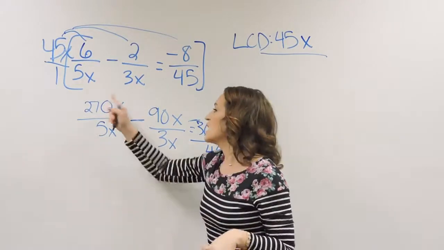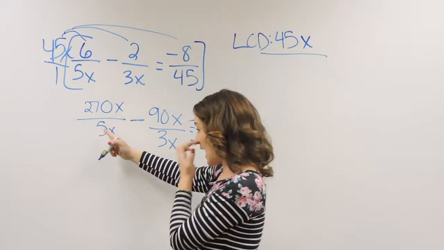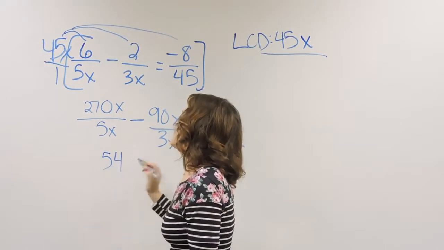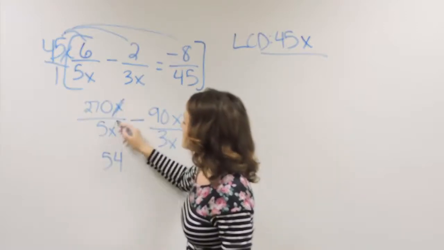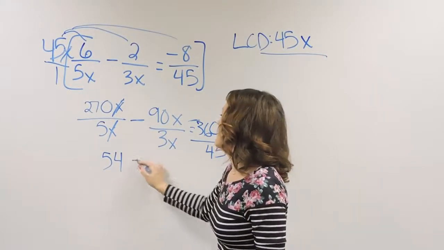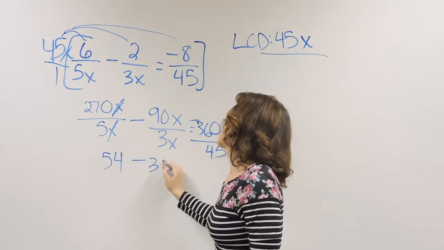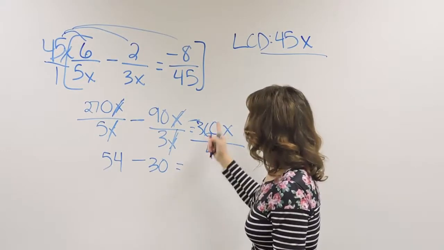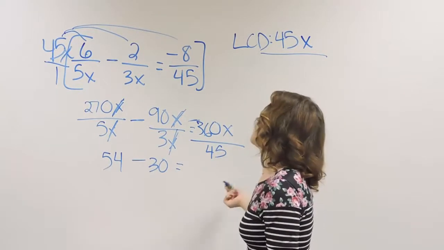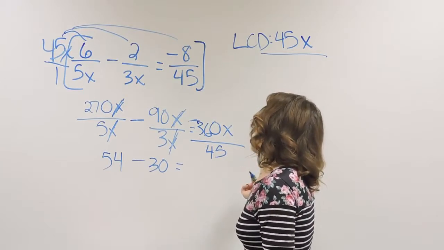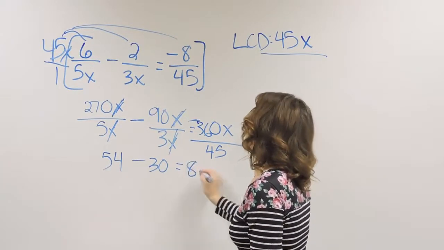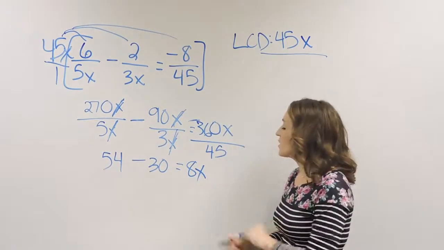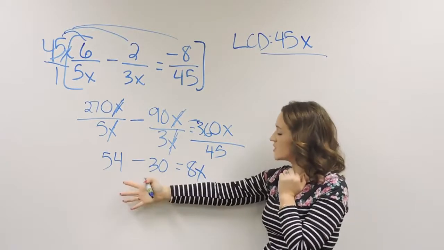So let's simplify. 270 divided by 5. 5 goes in there 54 times, and these x's are going to cancel. Minus 90 divided by 3 is 30, and these x's are going to cancel. And that's going to equal 360 divided by 45, which is 8, and we're going to drop down this x with it. All right, now that we have simplified that, we are left with this equation here.